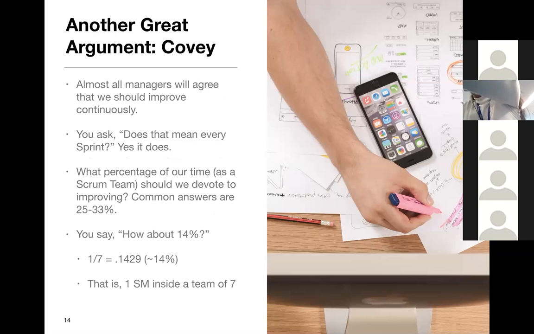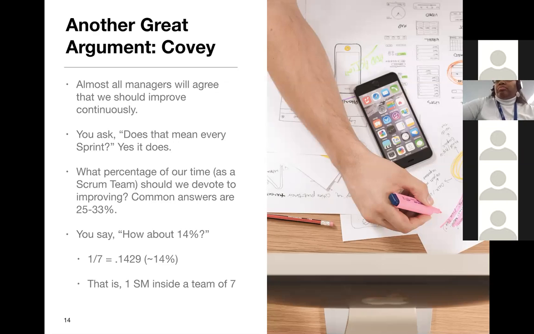Stephen Covey, as probably all of you know, wrote a book on the 7 Habits of Highly Successful People. I believe that's the name of it exactly. Probably should have mentioned the title and reminded myself. But Covey's famous book on the 7 habits. Anyway, almost all managers would agree that we should improve continuously. I suppose there's some that might not agree with that, but I think most managers would.